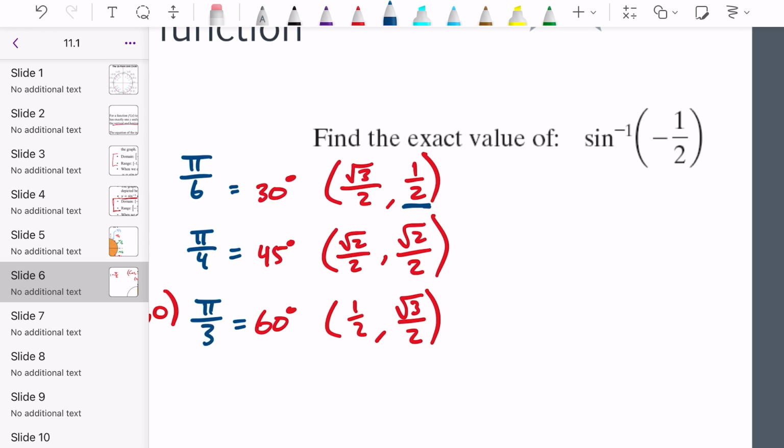Now, our original problem states a negative 1/2, which means that rather than us looking at the positive pi over 6, we would be looking at a negative pi over 6. And that right there would be our final answer for this problem.